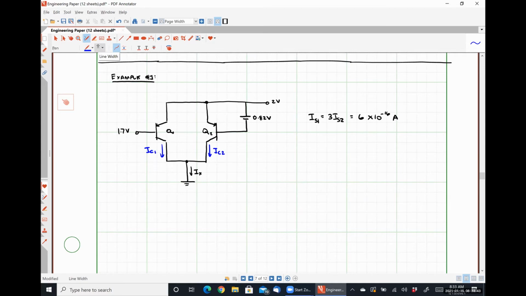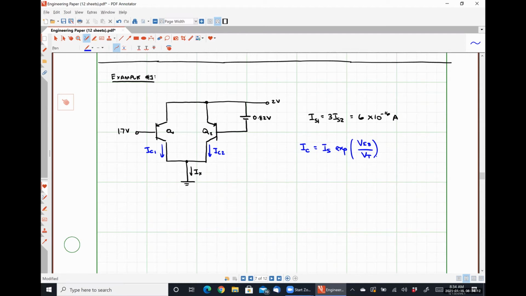We know that in general, IC for a PNP transistor is IS times the exponential of VEB divided by VT. So exact same thing as an NPN transistor, we just transpose the subscripts.